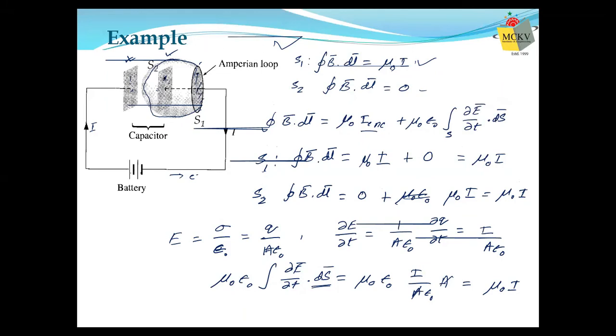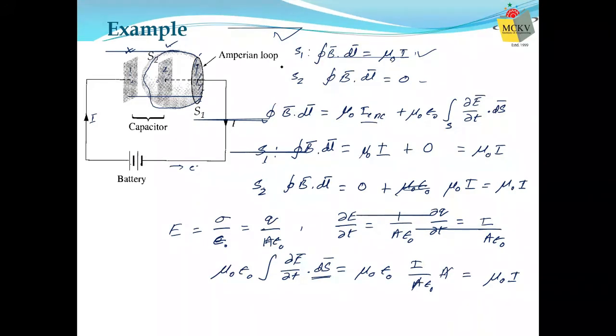Because this is not a steady state condition. You are using a capacitor, and if you use the capacitor, then the current is not steady. That's why Ampere's circuital law gives you some inconsistency. And that inconsistency was removed by Maxwell by adding an extra term. That extra term is the rate of change of electric field.